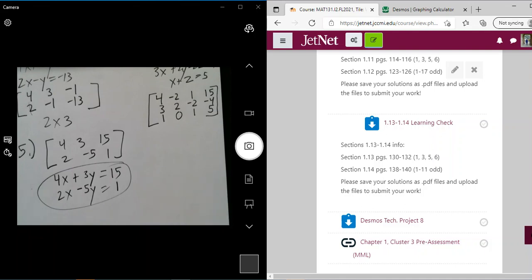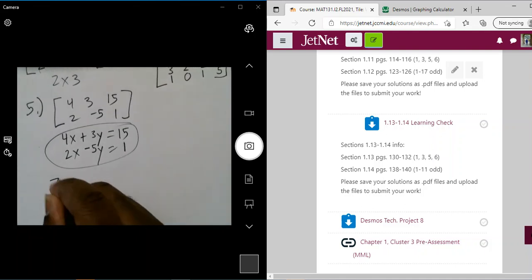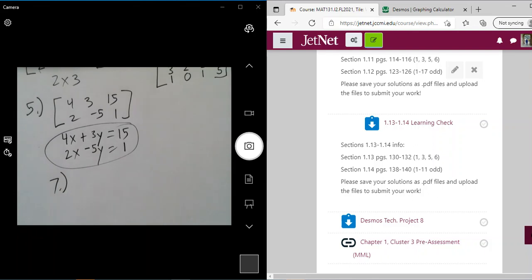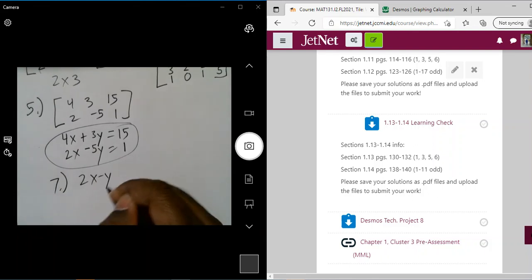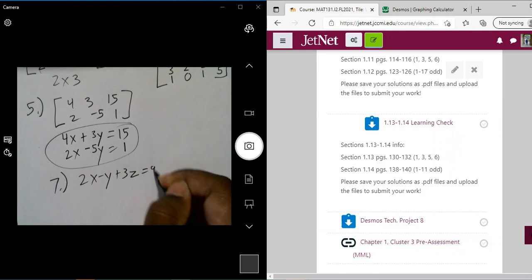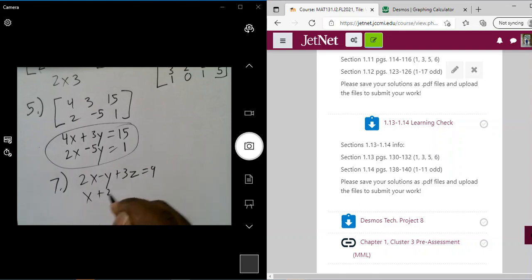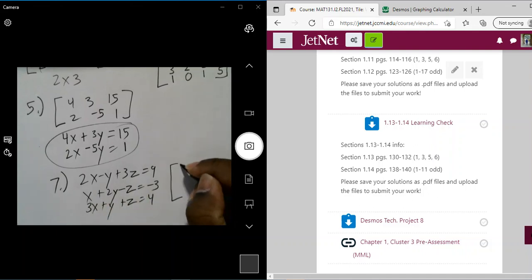Okay, now number 7. It says the given system of equations, let me write them out: 2x minus y plus 3z equals 9, and then x plus 2y minus z equals negative 3, 3x plus y plus z equals 4. Now, it says has the following reduced row augmented matrix, use your calculator to check. Now, they give you this here. They're saying you're going to go from this to this here.